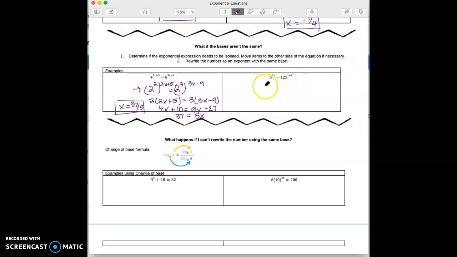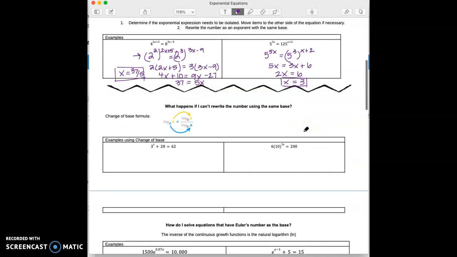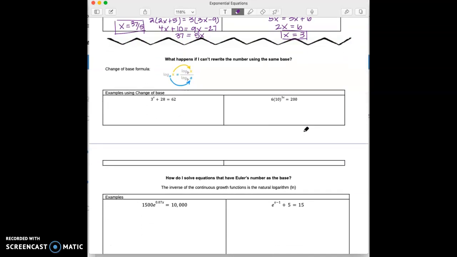So I don't need to do anything with the 5 because I can rewrite 125 as 5 to the third. And now the bases are the same, so the exponents are equal. I'm going to go ahead and distribute that 3, subtract the 3x, divide by 2, and there's a nice number, x is equal to 3. Now, those are, again, the nice ones, so we're going to get to some that are a little bit more difficult as we go. So what happens if I can't rewrite the number using the same base?